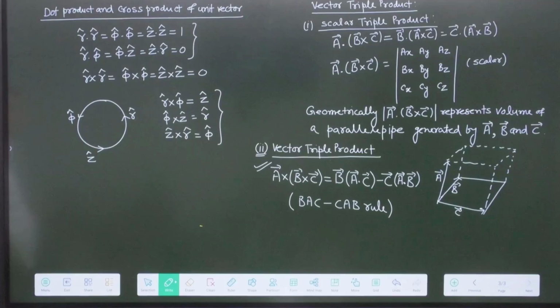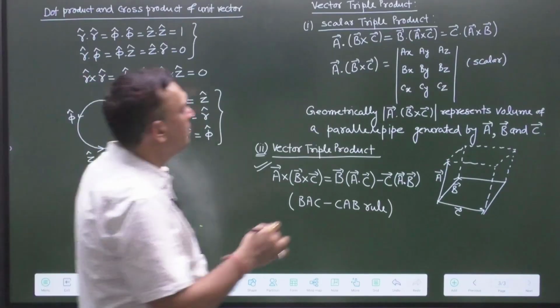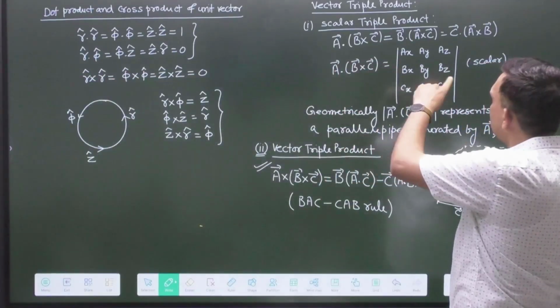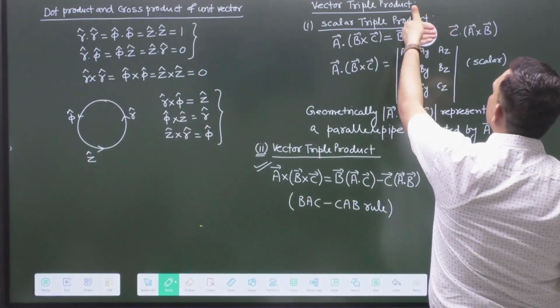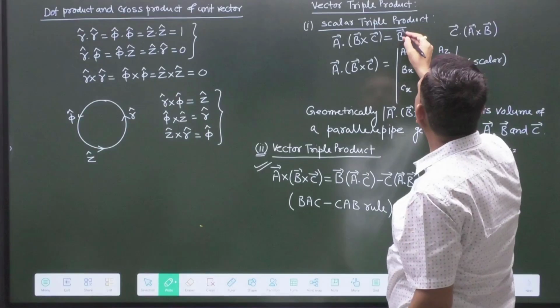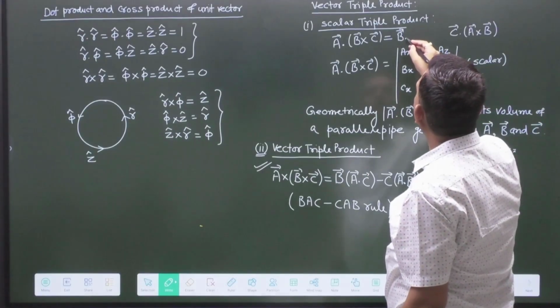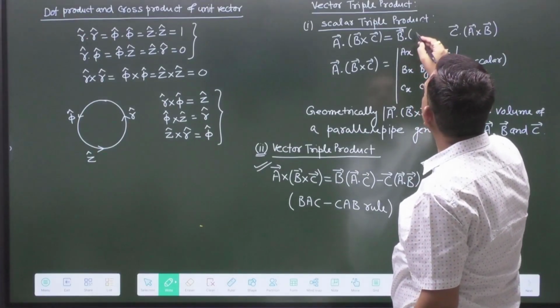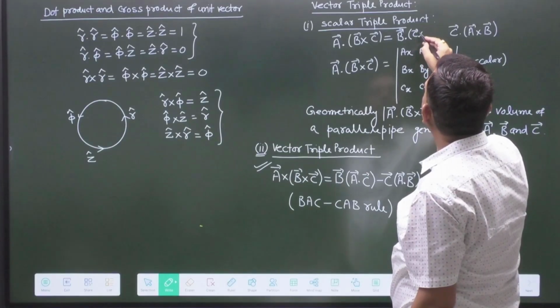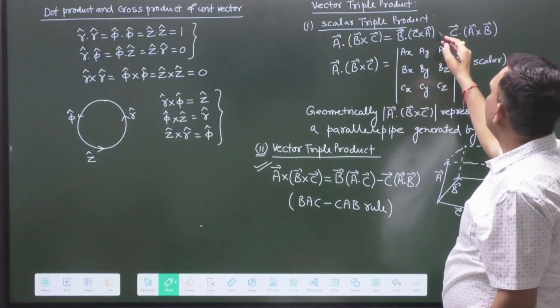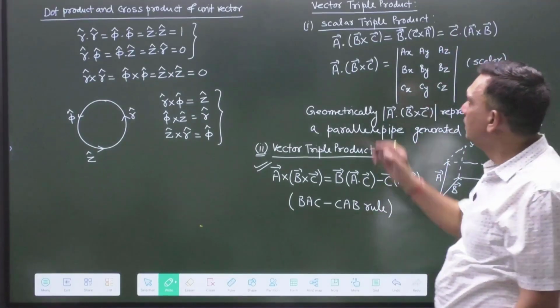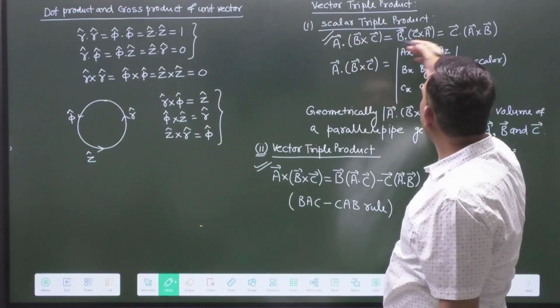ABC, BCA and CAB. Yes, this will be CAB. This is ABC and this will be BCA. Please correct it. And this will be CAB. All values will give you the same scalar.